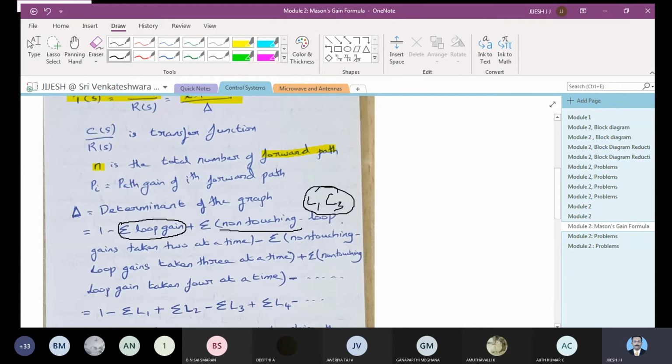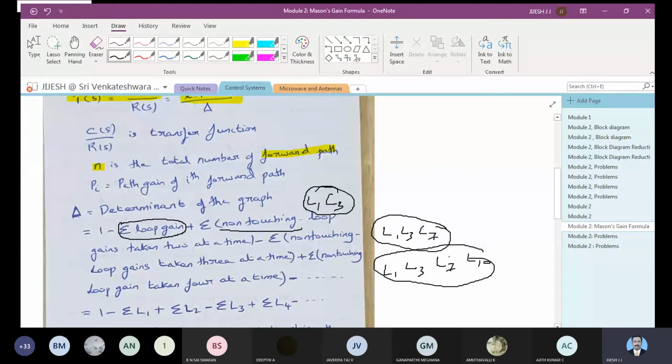So you should see that there should be 3 non-touching loops, L1, L3 and L7 or something. These three loops should be there which are not touching each other. Again, if the problem is slightly bigger, you can see plus summation of non-touching loops 4 at a time. So here it will be L1, L3, L7 and L10 something. So in total 4 loops will be there that are not touching each other. So this is what you have to understand.